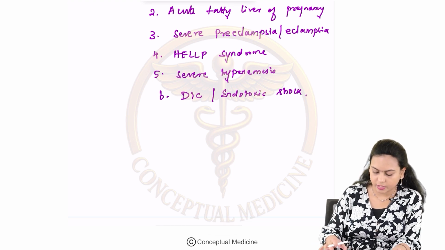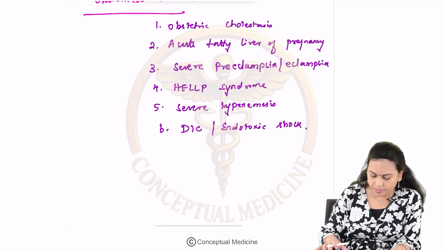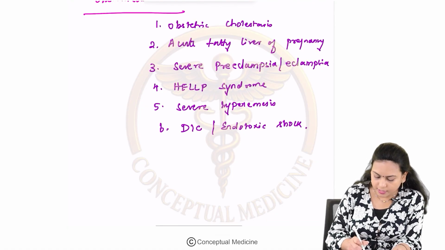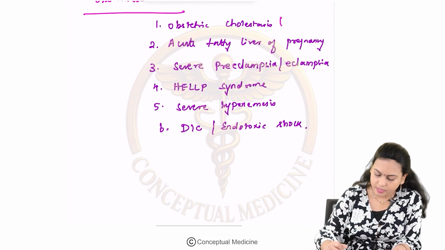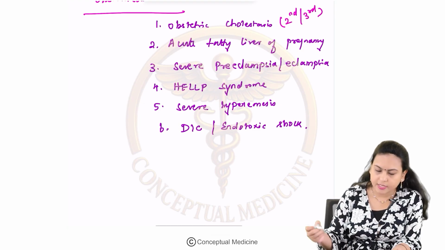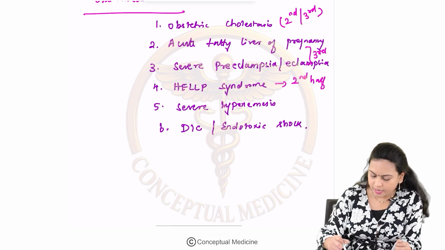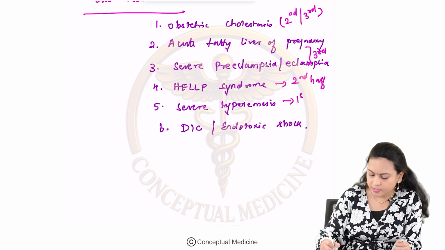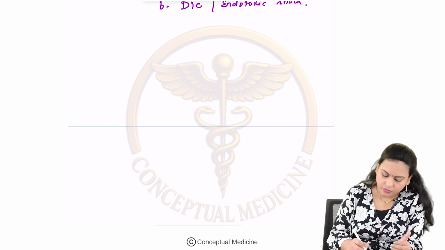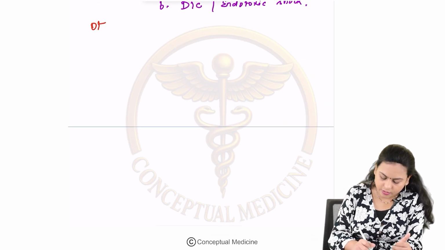Clear? Among these causes, obstetric cholestasis is mostly seen during the 2nd or 3rd trimester. Acute fatty liver of pregnancy and severe preeclampsia and eclampsia usually present during the 3rd trimester, and HELLP syndrome can present anytime in the 2nd half of the pregnancy. Severe hyperemesis can present even in the 1st trimester. Clear?